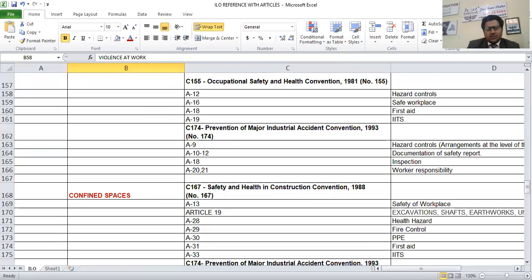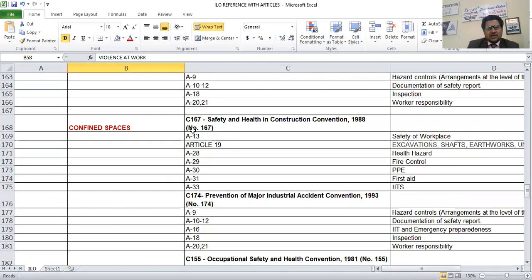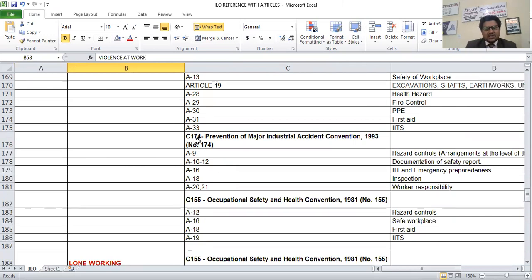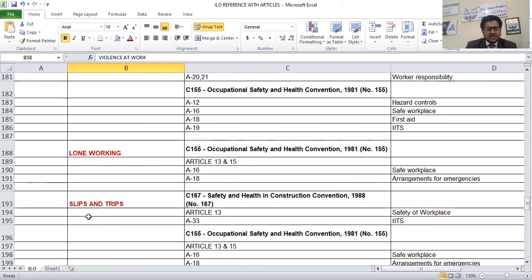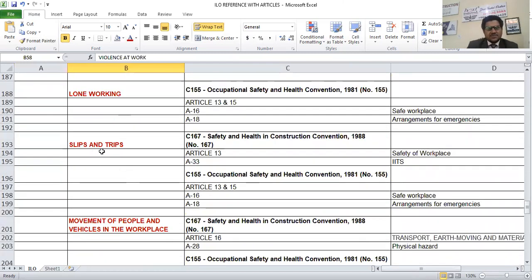So same with the confined spaces, like C167, because it's also supporting safety of workplace, excavation shafts, and different kind of articles. Like C74 is also helping us. C155 with different articles because they're talking about controls, safe workplace, first aid, etc. Lone working, this is another hazard category. So C155, safe workplace and arrangement for emergencies, like Article 16 and Article 18 is supporting. Same way the slips and trips, C167 and C155 with different article numbers.